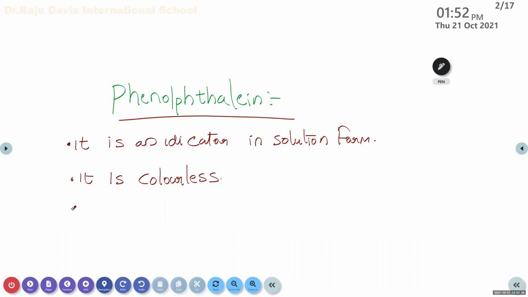If we add this phenolphthalein, which is a colorless solution, into a basic solution, it turns pink in color. So phenolphthalein, page number 54. Page number 54.